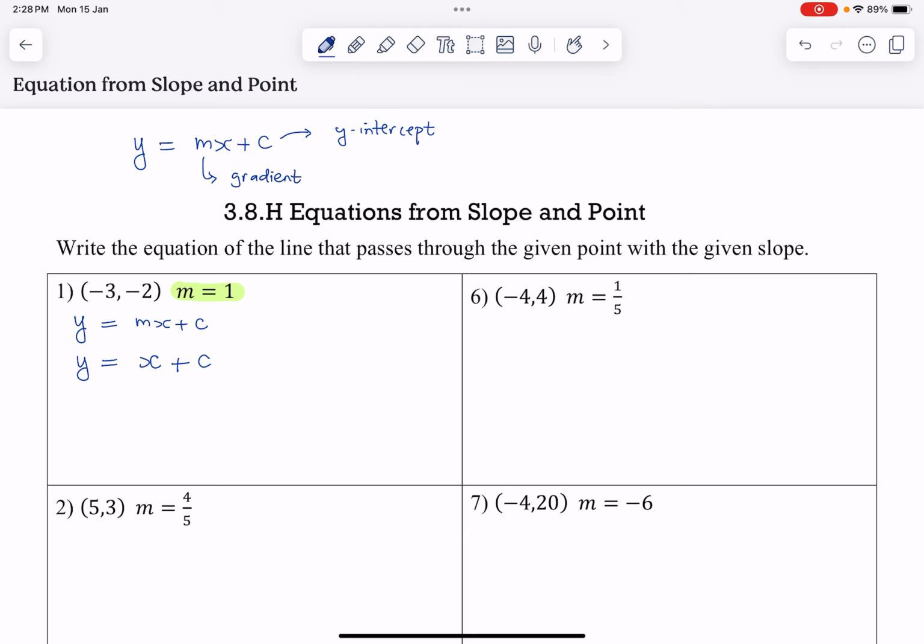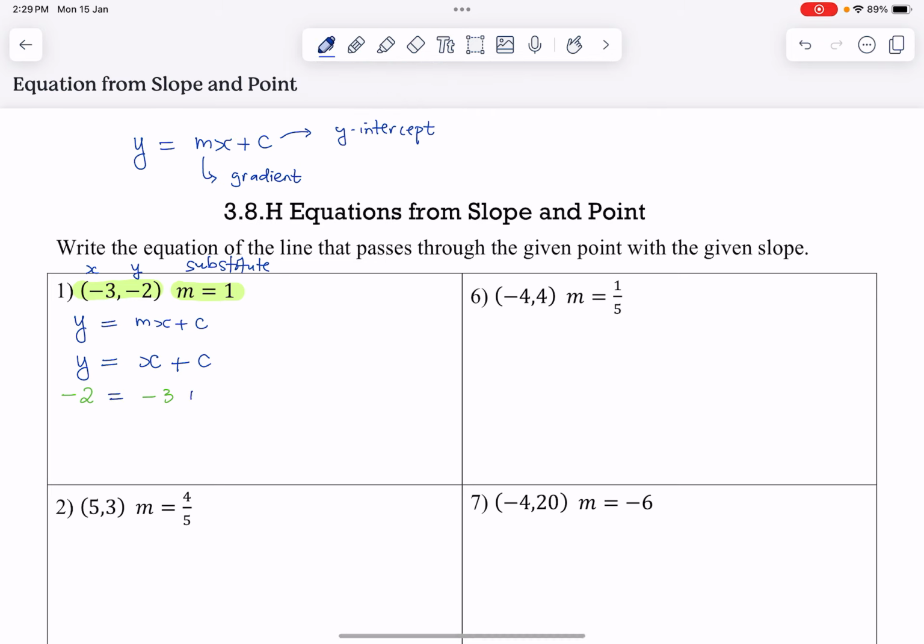However, there is another thing that we know here. We know that the line passes through (-3, -2). So this point lies on the line, meaning when x is -3, y is -2. So we are going to substitute these x and y coordinates into their correct positions. Y is -2, so we replace y by -2, and x is -3, so we replace x by -3.